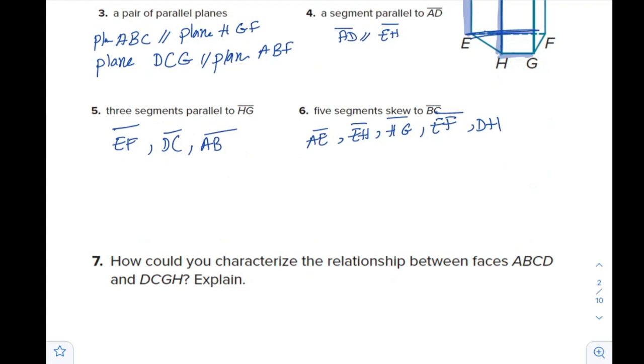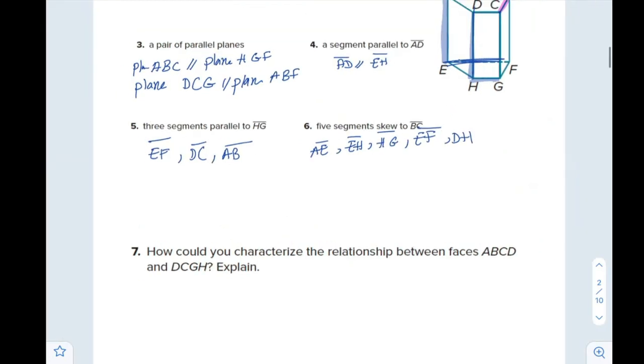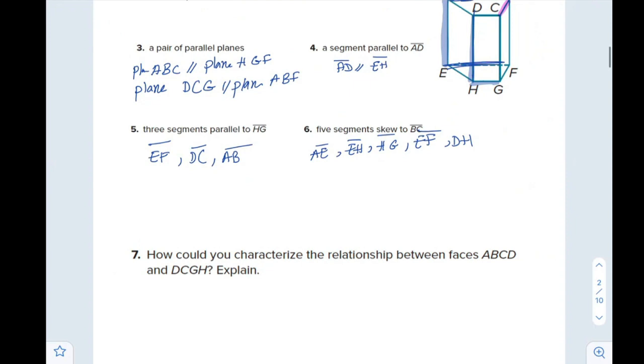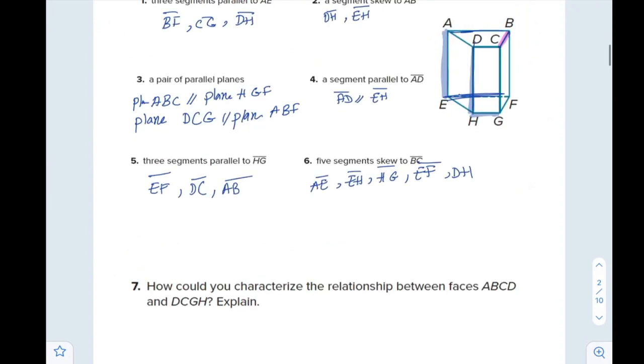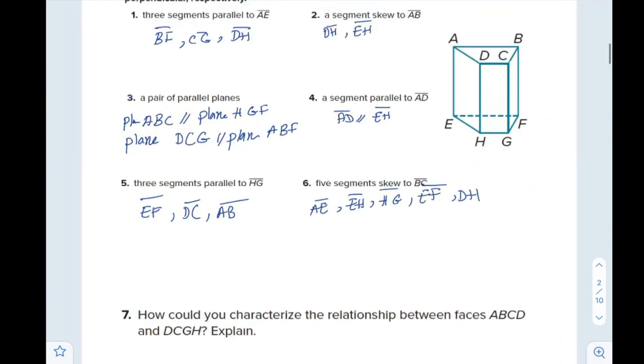How could you characterize the relation between faces ABCD and DCGH? Let's check these faces. We can call them planes as well. ABCD and the other one, DCGH.